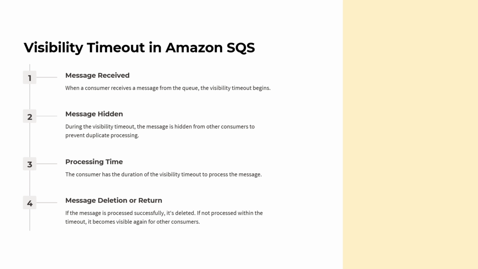Visibility timeout in Amazon SQS. When a consumer receives a message from the queue, the visibility timeout begins. During the visibility timeout, the message is hidden from other consumers to prevent duplicate processing. The consumer has the duration of the visibility timeout to process the message.